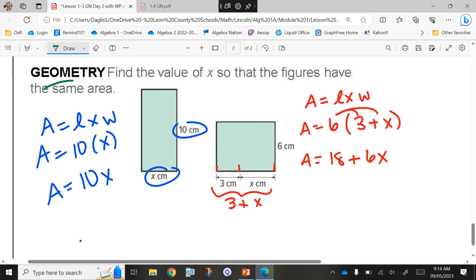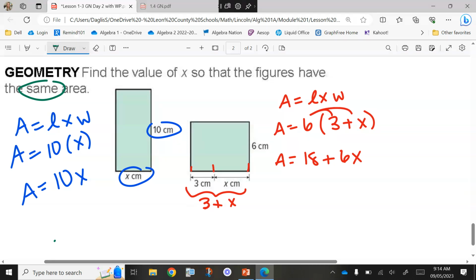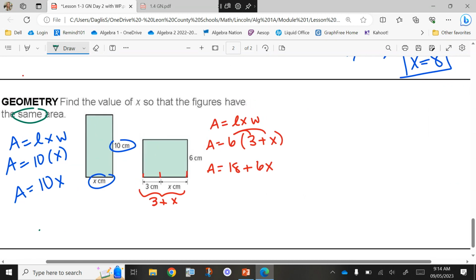When it says same, what are we going to do with our equations? What have we done for every problem today when we have 2 equations? Make them equal to each other and combine them, yes. So it wants to know when they have the same area. So we're going to make our areas equal to each other. Area equals area. So we have 10x equals 18 plus 6x.